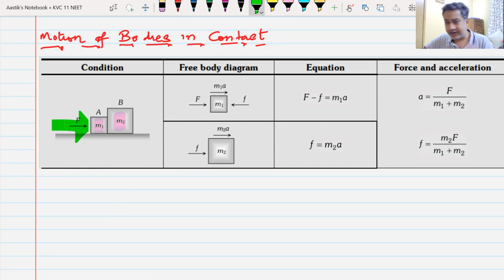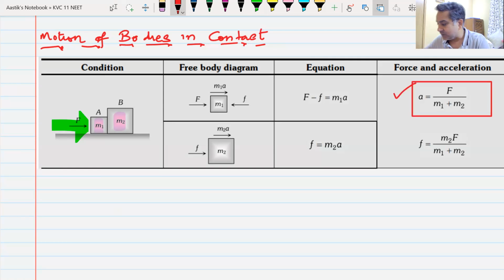Just understand the theory behind it: these two blocks are going to move together. Yes or no? They are going to move together with the same acceleration, because they cannot have different accelerations. If they have different accelerations, that means they are not in contact. Two bodies in contact would have the same acceleration. So how do you find the acceleration of this system? It will simply be equal to total force divided by total mass. Do we understand this?